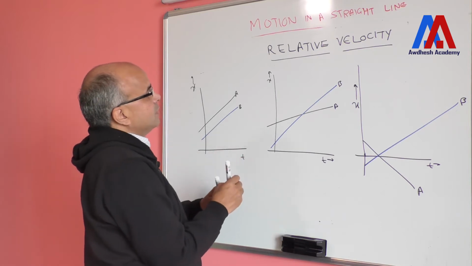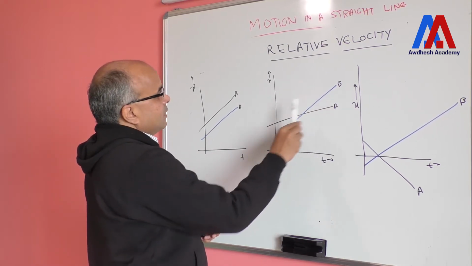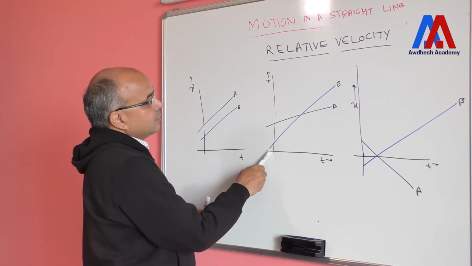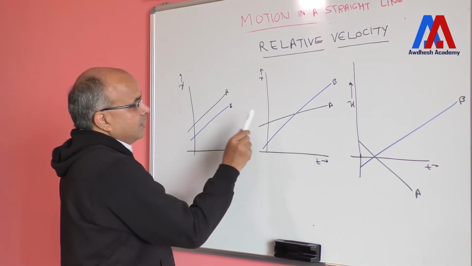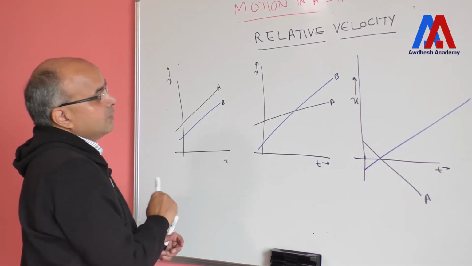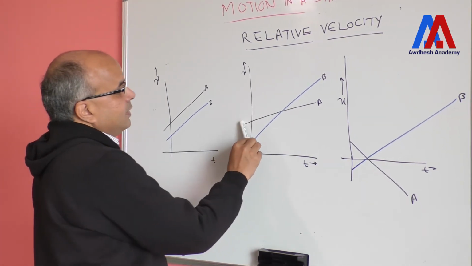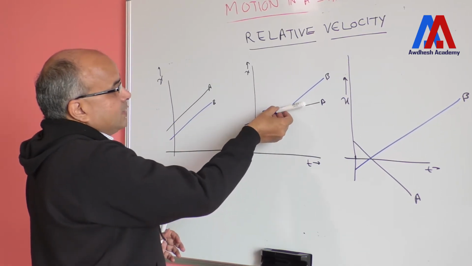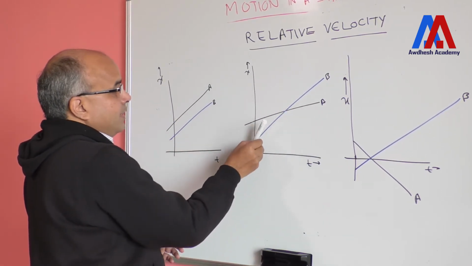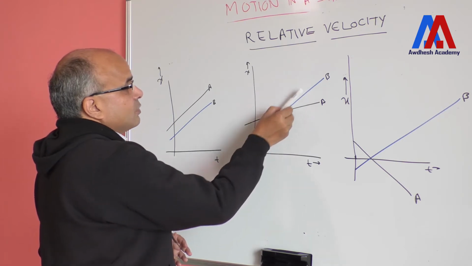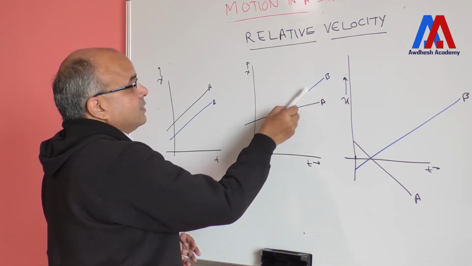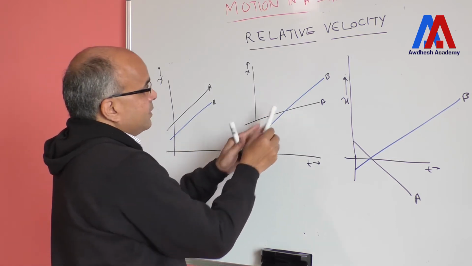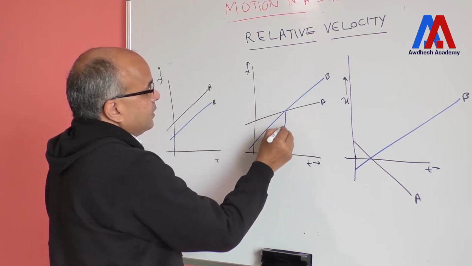Now let's come to the second situation. In the second situation, particle A is slightly ahead of particle B at 0 point, because you can see particle A is here, particle B is here. Nevertheless, particle A is moving with a lower velocity as the tangent is low, while particle B is moving with a higher velocity and therefore the tangent is higher. Here we can see that after some time they will meet each other here.